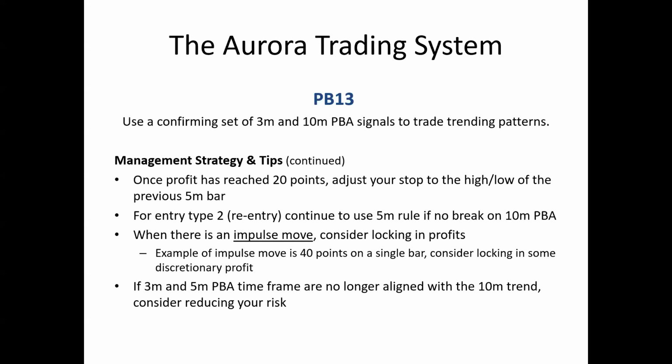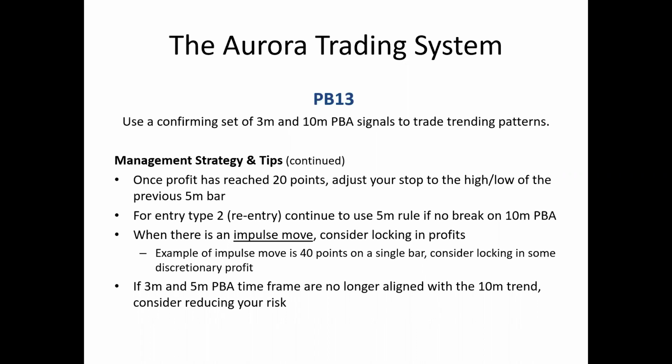When we're using an entry type 2, which is that re-entry where it's not the first presentation of a PBA on the 10-minute, that is re-entering. It's like a continuation of the existing trend. So if there's been no break in the 10-minute PBA, and we're rejoining the trend, then we are going to immediately begin using the 5-minute rule of the high or low of the previous 5-minute bar.